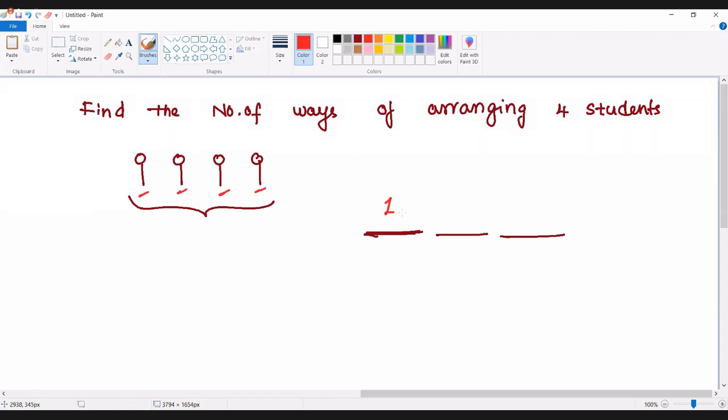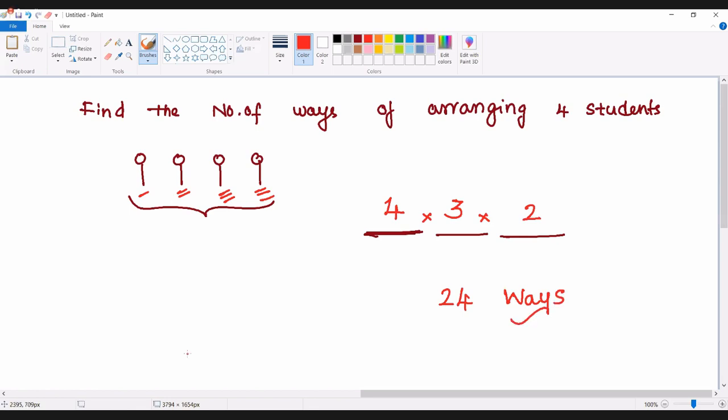This can be done in four ways. The second seat can be occupied by any one of the remaining three members. That can be done in three ways. The third seat can be occupied by any one of the remaining two members. That can be done in two ways. So the total number of arrangements will be 4 times 3 times 2. That's nothing but 24. So we can say in 24 ways, we can arrange these people.